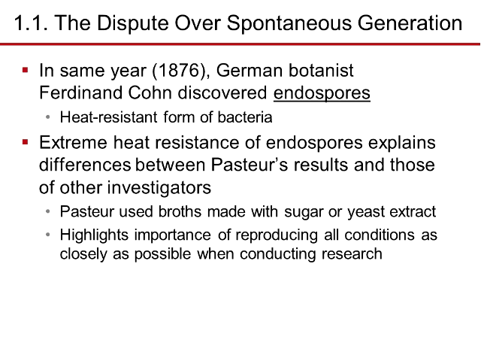In the same year, 1876, German botanist Ferdinand Kohn discovered endospores, which is what we're talking about, and they're heat-resistant forms of bacteria. That extreme heat resistance of these endospores explains the differences between Pasteur's results and everybody else who was trying to dispute him. Pasteur's broths were made with sugar or yeast extract, and it highlights the importance of reproducing all the conditions as closely as possible when conducting research, so you don't change the factors from one test to another. Use the same factors.